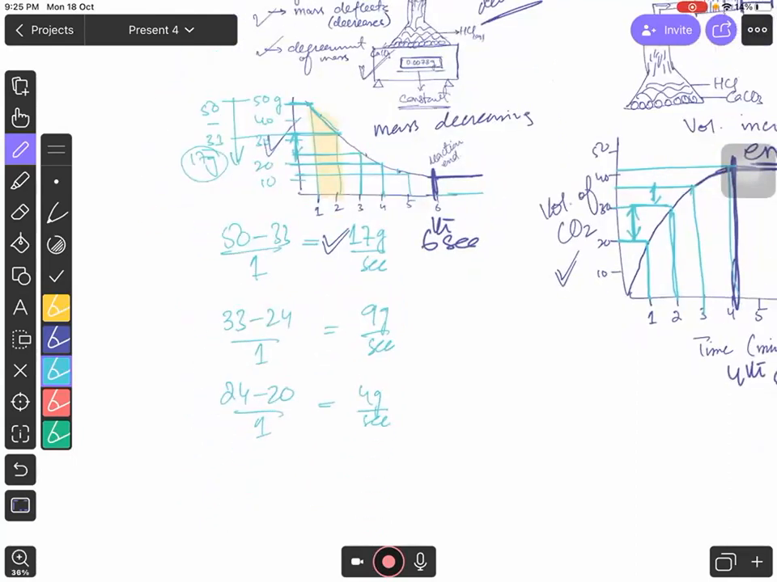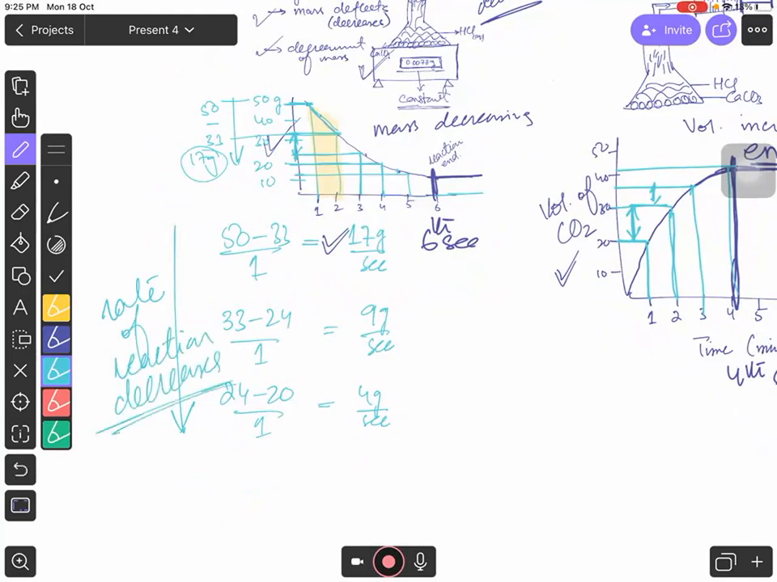But the thing that I want to show you is what? The rate of reaction decreasing. The rate of reaction decreases, right? But you need to remember this.